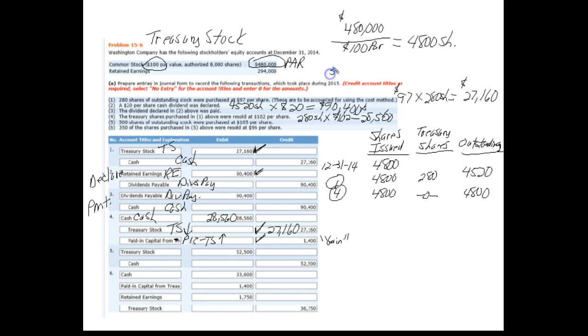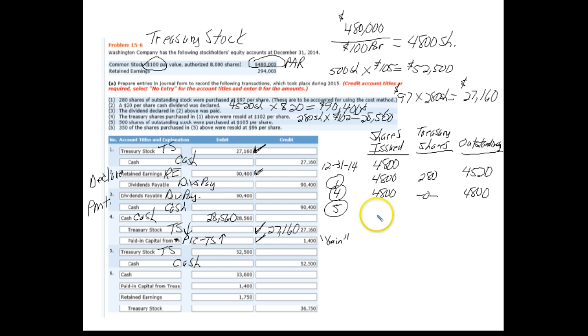Okay, then transaction 5, 500 shares of stock were purchased at $105 per share. So let's just put this up here. 500 shares are going to be repurchased at $105 per share. So that's going to be a total cost of $52,500. Okay, so we're going to debit treasury stock for the $52,500. Cash gets credited for the $52,500.